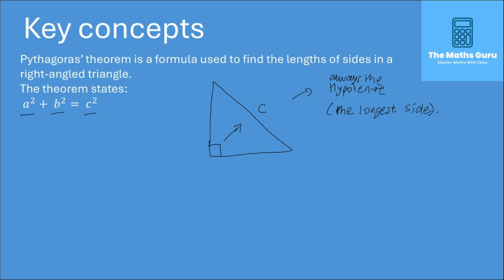Then a and b, as you can see in the first part of the formula, can be placed however you like with the remaining two shorter sides. These two shorter sides are called the legs of the right angled triangle. Hence, we can literally call this one a, this one b, or vice versa. So now that we've got to grips with the formula and how we label our right angled triangles, let's move on to the next section.